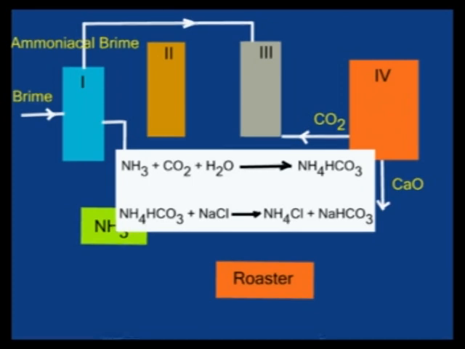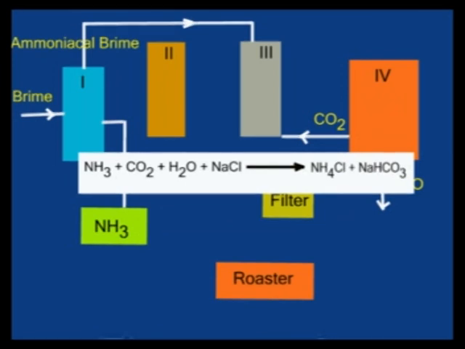Ammonia combines with carbon 4 oxide and water to form ammonium hydrogen carbonate. This ammonium hydrogen carbonate reacts with sodium chloride to form ammonium chloride and sodium hydrogen carbonate. The carbonator is constantly cooled to reduce the heat generated. The sum of the reaction in the carbonator can be thought of as follows: ammonia plus carbon 4 oxide plus sodium chloride plus water forms ammonium chloride and sodium hydrogen carbonate.